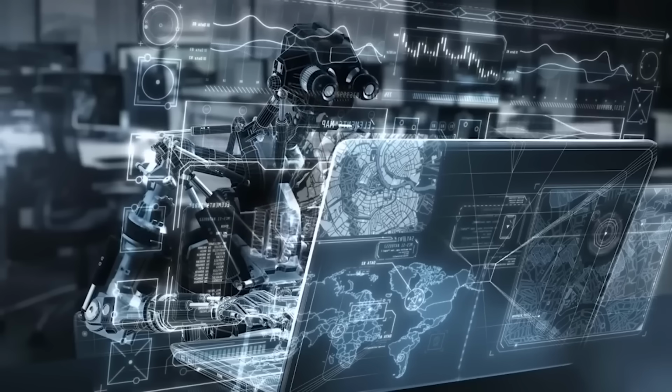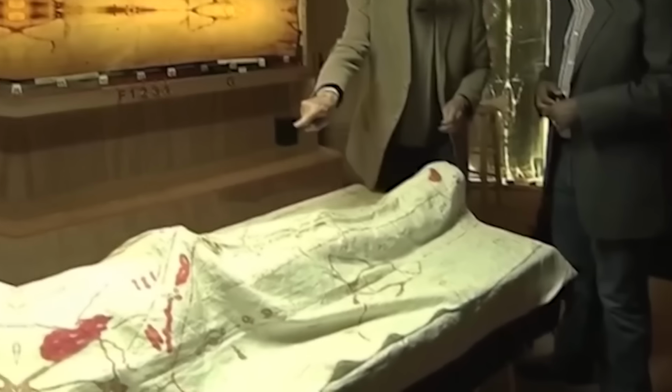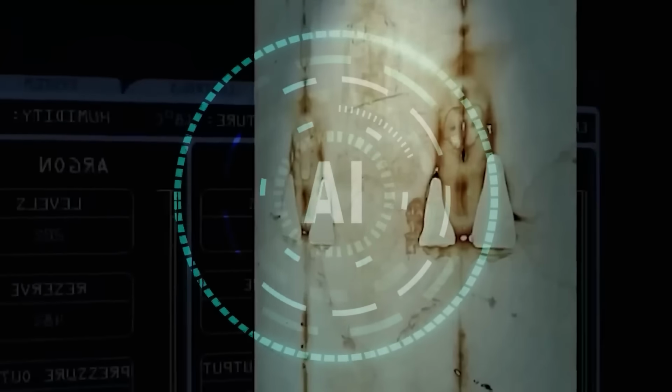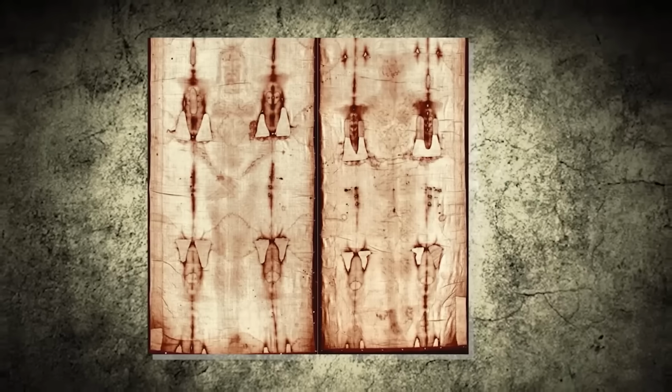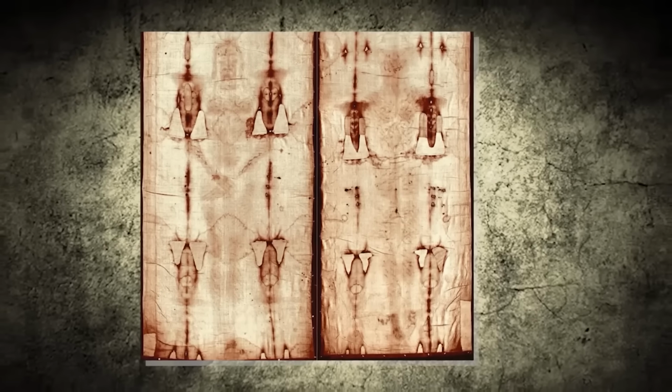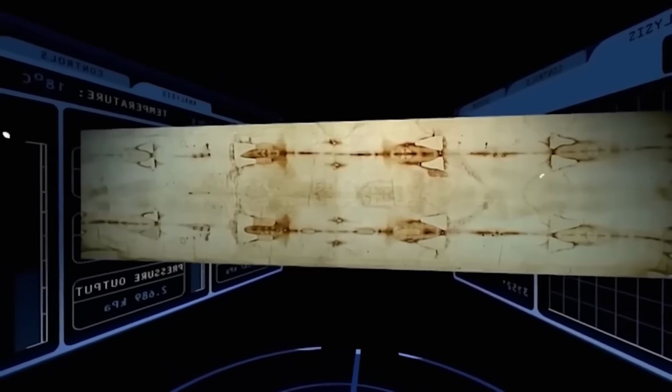Then, something unexpected happens. The algorithm halts. It has detected a signal. Artificial intelligence reveals a symmetrical pattern repeating across the surface of the Shroud of Turin. This is not a random discoloration. It is not an ordinary stain. What emerges is something far more deliberate, a repeating sequence woven into the fabric itself.